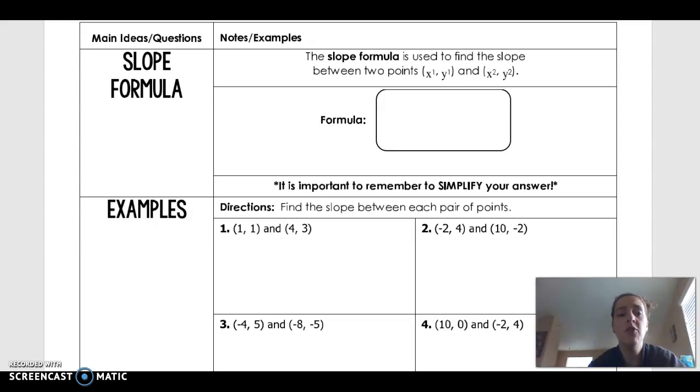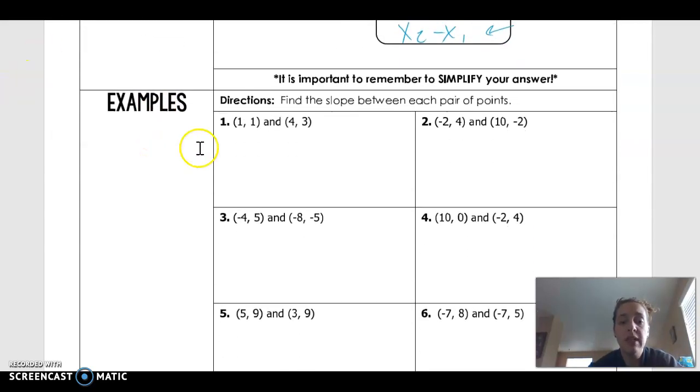So the actual formula is going to be y2 minus y1 over x2 minus x1. What I want you to notice is both of my y values are on top and both of my x values are on the bottom, or in the denominator. And this point, this is 1 point, right? I said x2 and y2 were 1 point. This would be another point, x1 and y1. And yes, I'm subtracting. Okay, so let's look at a couple of examples.